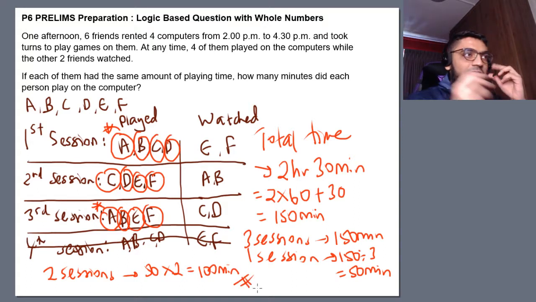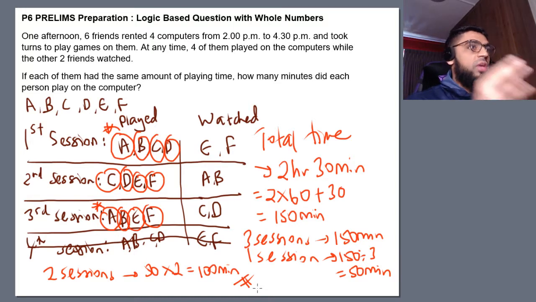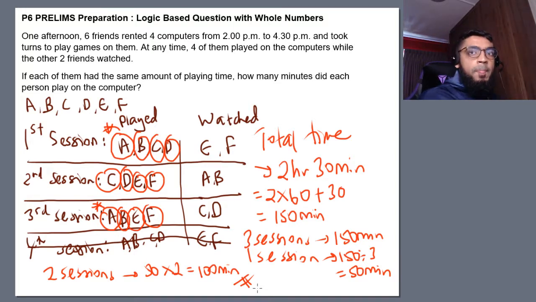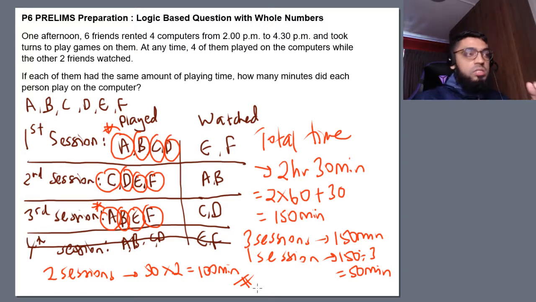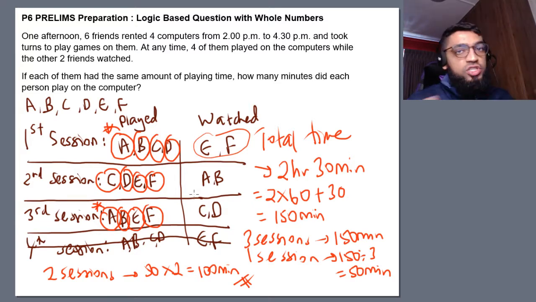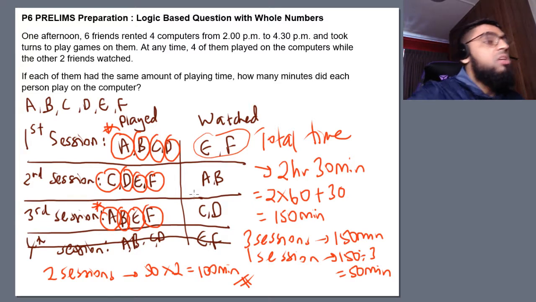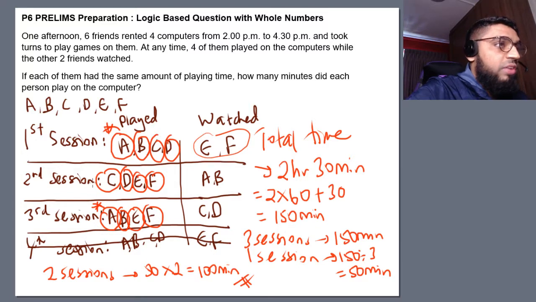So again, the key concept here is to come up with some sessions so that you can group them into those who have played and those who are going to watch. From there you take turns. For example, in the first session E and F watch. In the second session you can kick A and B out. In the third session you kick C and D out so that they can watch instead. They take turns. Just ensure that when you write these sessions down, they each have played the same number of times as we have counted just now.